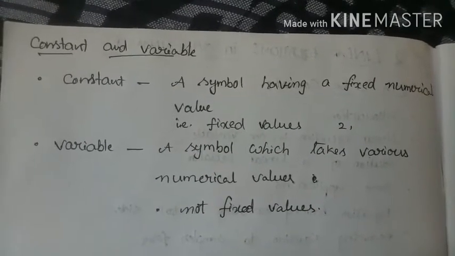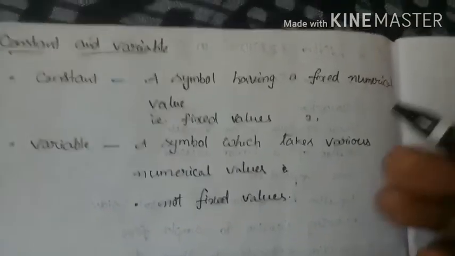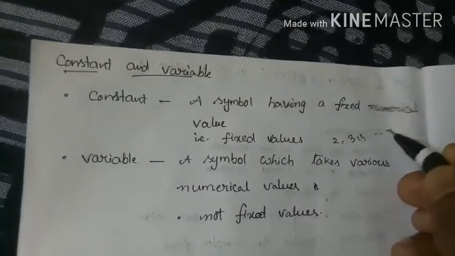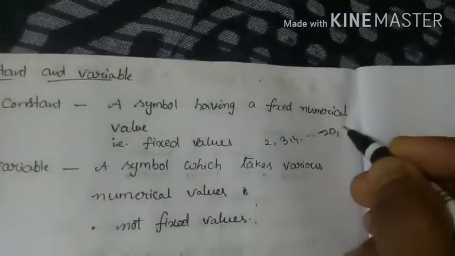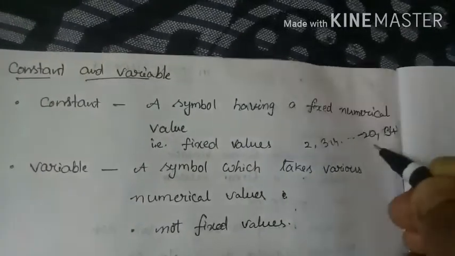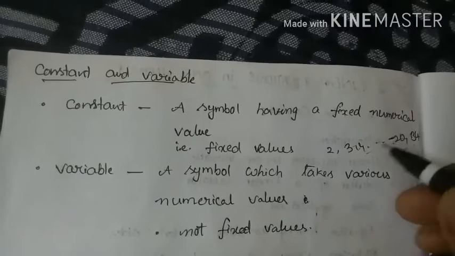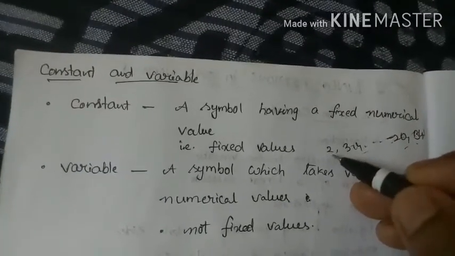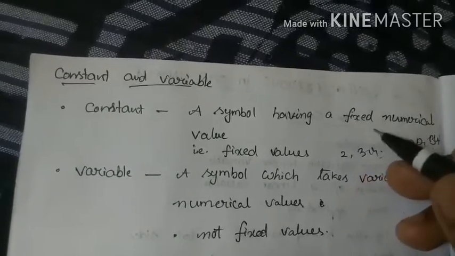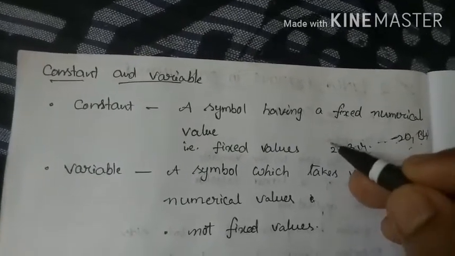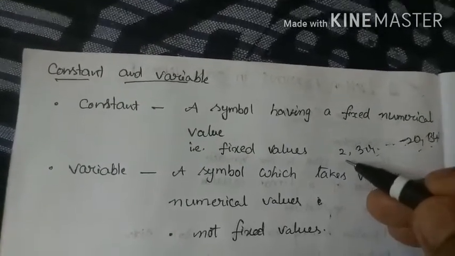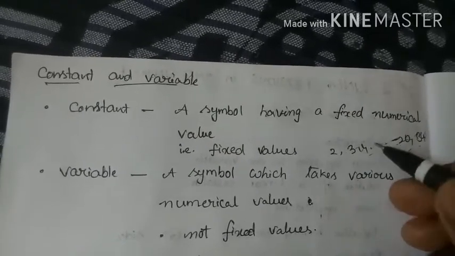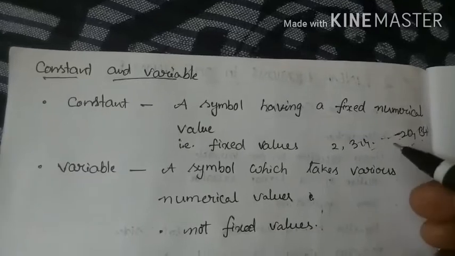That means not fixed. For example, 2, 3, 4 and so on, 1, minus 20, 343, these all are fixed. We can't change these numbers. 2 means 2 only. Can you change this 2 value to 3, 4, 5? No, there is no chance to change those values. That is fixed. So these are all called constants.